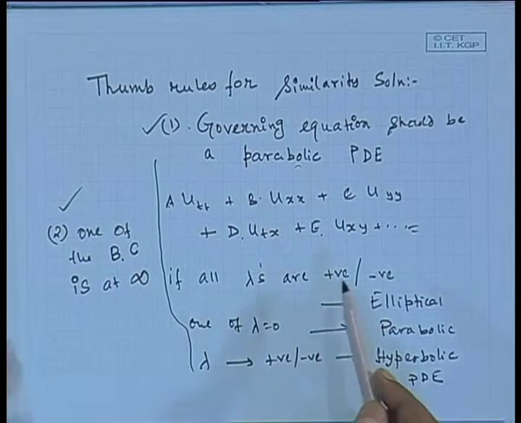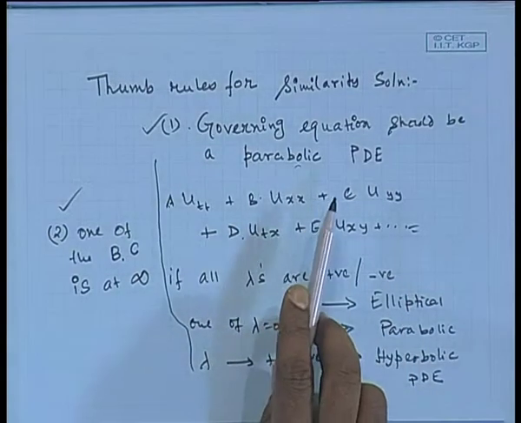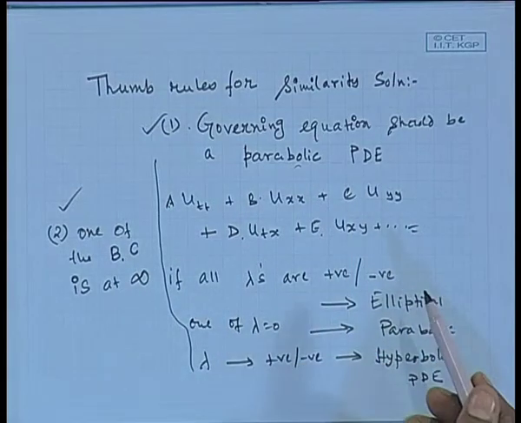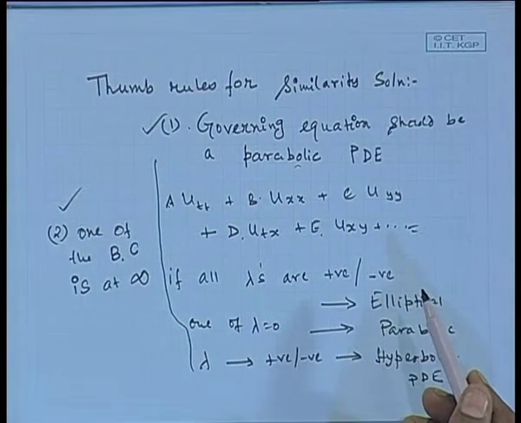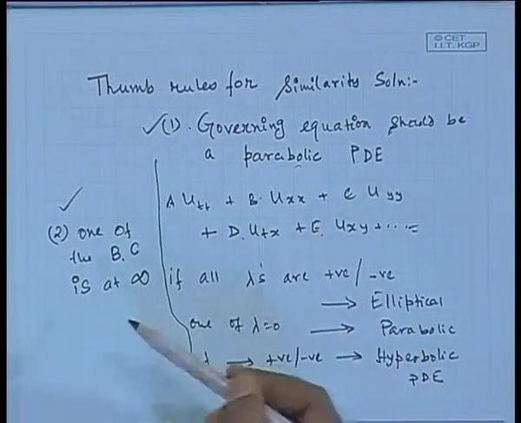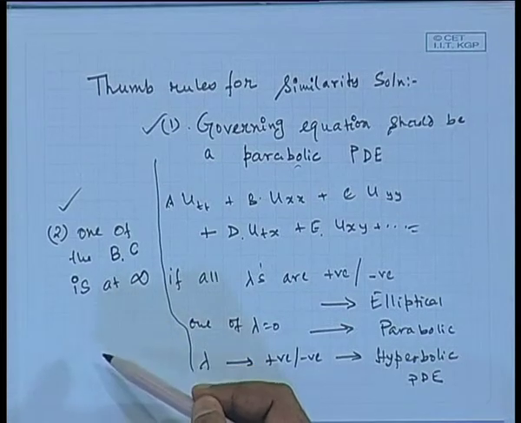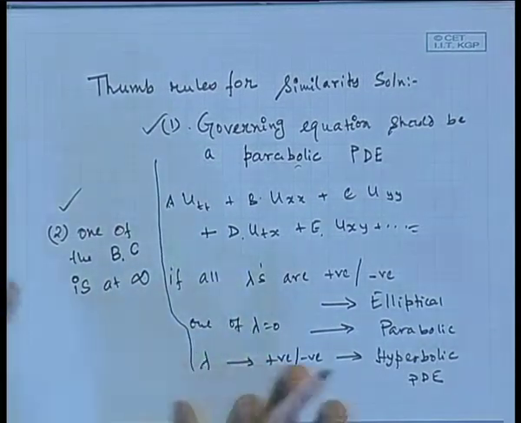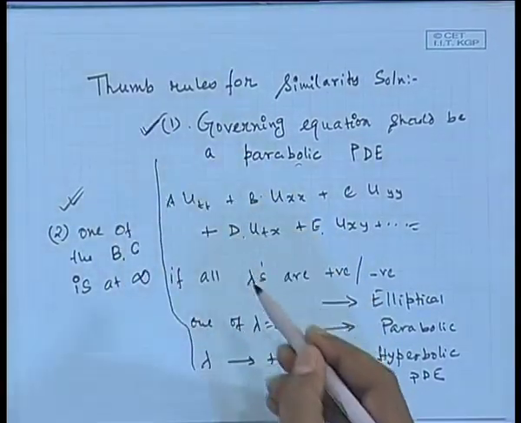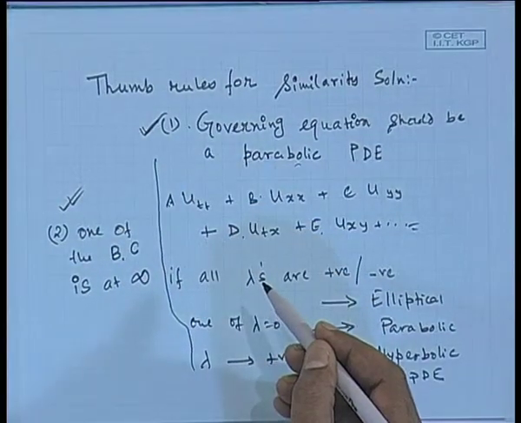In other words, if you have elliptical or hyperbolic partial differential equations, you should not think about a similarity solution; that is ruled out. If you have a parabolic partial differential equation, but at least one boundary condition is not at infinity, you should not think about a similarity solution. If these two conditions are satisfied simultaneously, then you can think about a similarity solution, whether it will exist or not is not guaranteed. Okay.